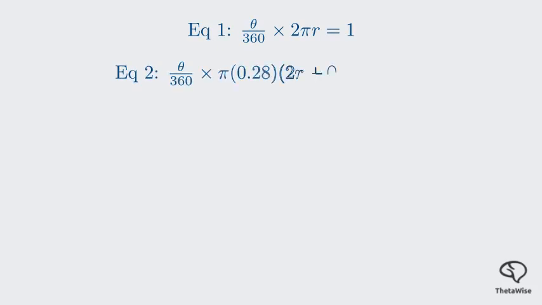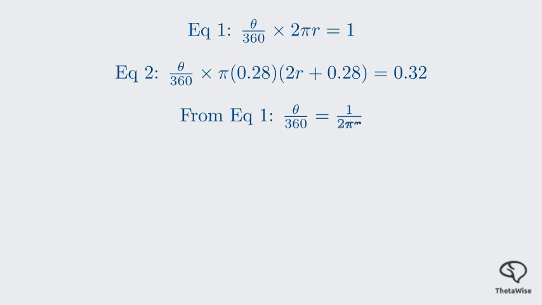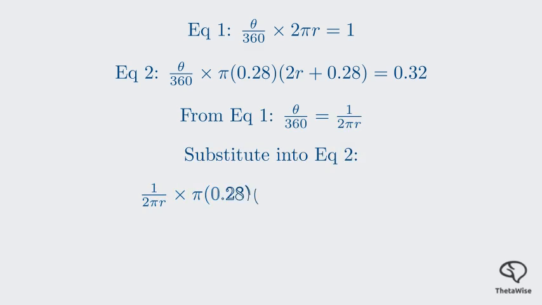Now that we have our two main equations, let's solve for r and theta. Here are our two equations, one from the inner arc length and one from the total area. From our first equation, we can isolate theta over 360. It equals 1 over 2 pi r. This expression represents the fraction of the circle that forms our sector. Now we substitute this expression for theta over 360 into our second equation. This eliminates theta, leaving us with an equation containing only r.